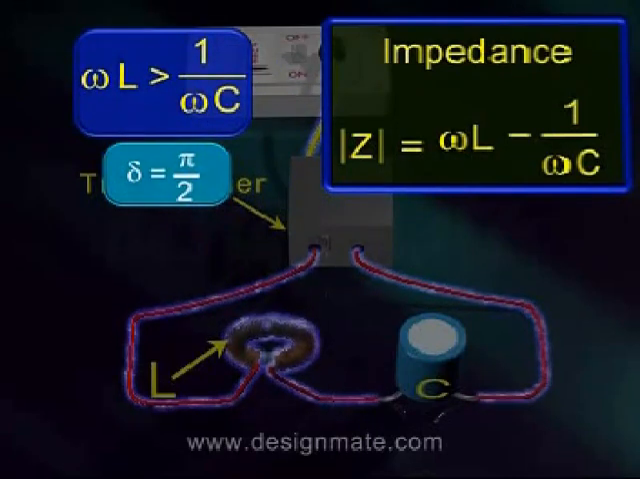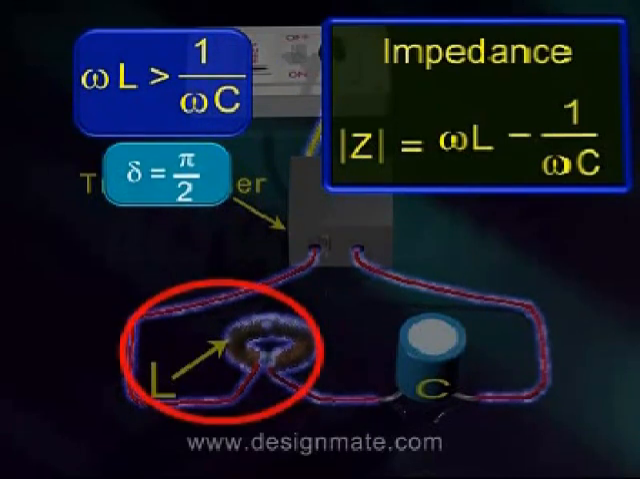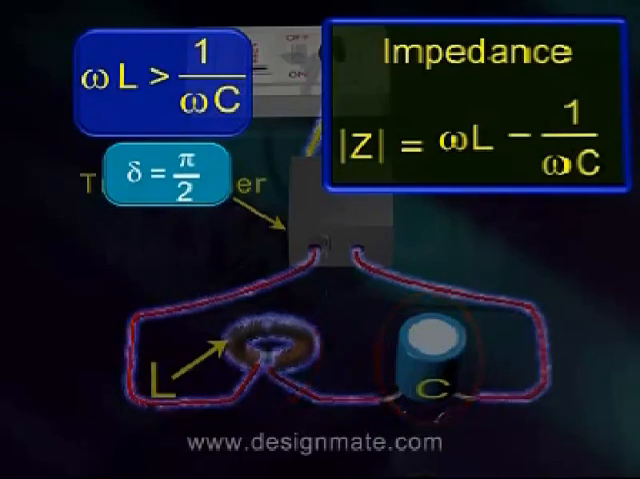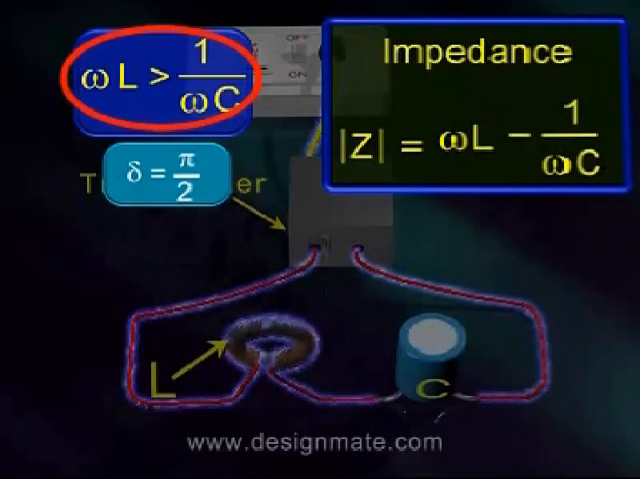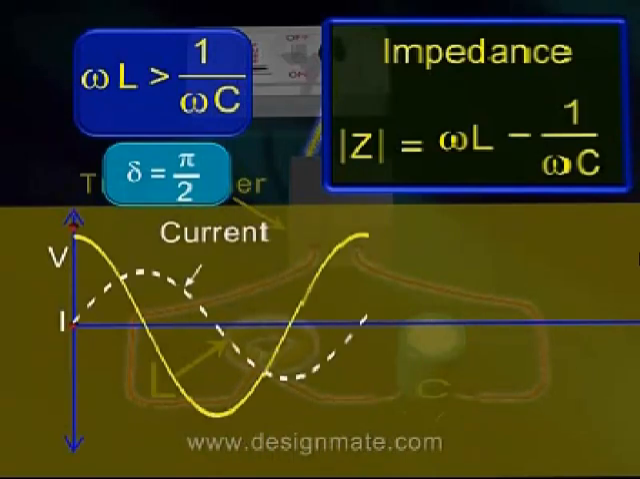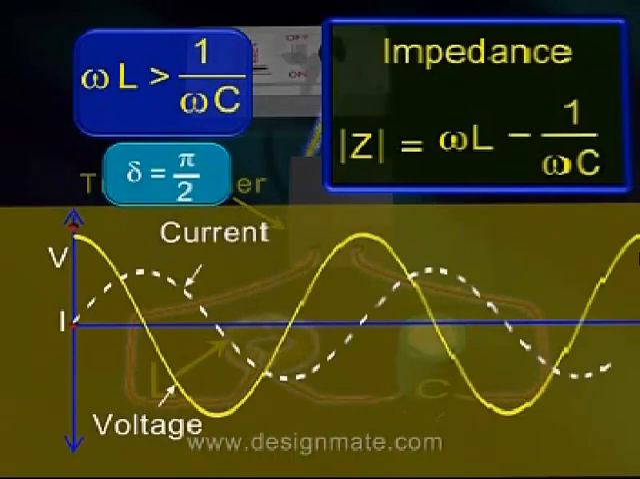Therefore, in an AC circuit with only L and C in series, if omega L is greater than 1 upon omega C, the current lags behind the voltage by pi by 2 in phase.